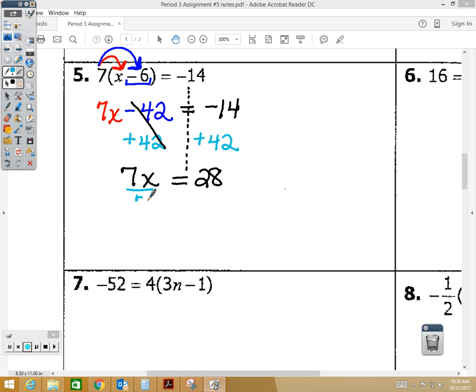Divide by 7. So when you divide by 7, the 7s are gone. And 28 divided by 7, yes, is 4. Okay.